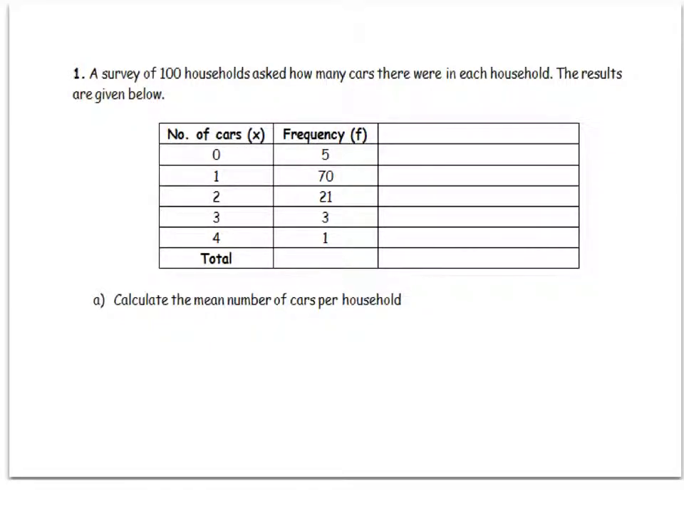Mean from a frequency table today. A survey of 100 households asked how many cars there were in each household. The results are given below. Calculate the mean number of cars per household. And we've been given this extra column to do something in.